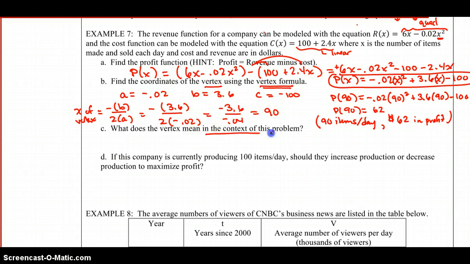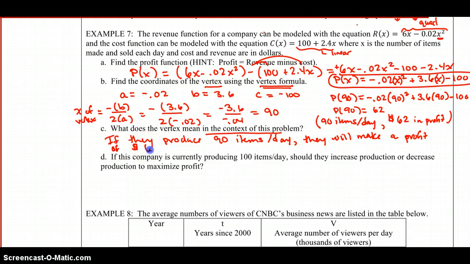So if we explain what this means in the context of this problem, that tells us that if they produce 90 items per day, they will make a profit of $62. Okay. So what that means on our graph is that right here at 90 is where we reach the maximum profit of 62.